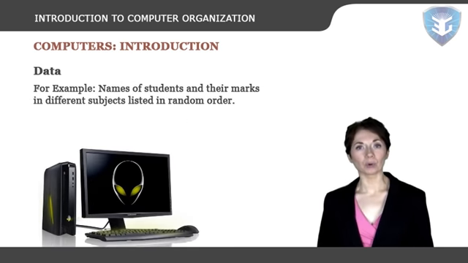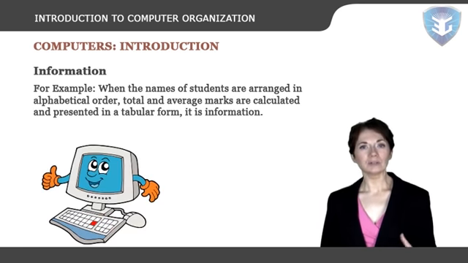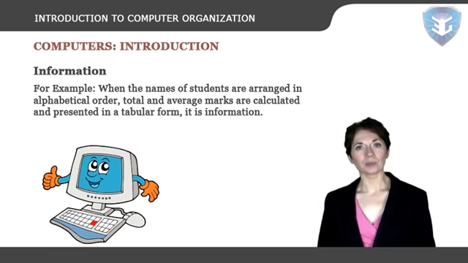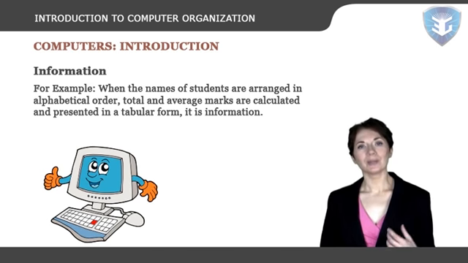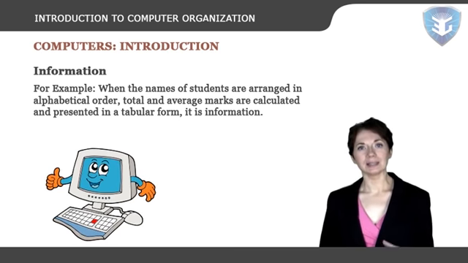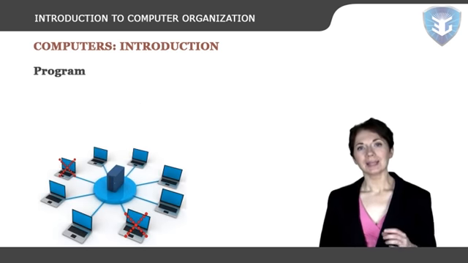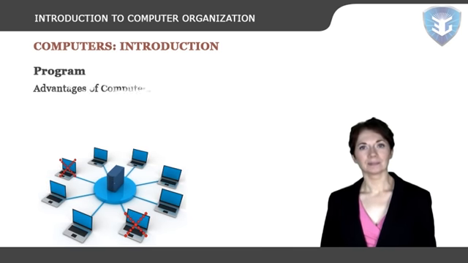Data. It is the collection of raw facts, figures, and symbols. For example, names of students and their marks in different subjects listed in random order. Information. It is the data that is processed and presented in an organized manner. For example, when the names of students are arranged in alphabetical order, total and average marks are calculated and presented in a tabular form. It is information. Program. It is a set of instructions that enables a computer to perform a given task.